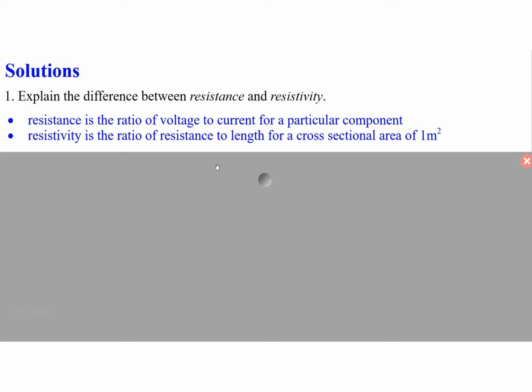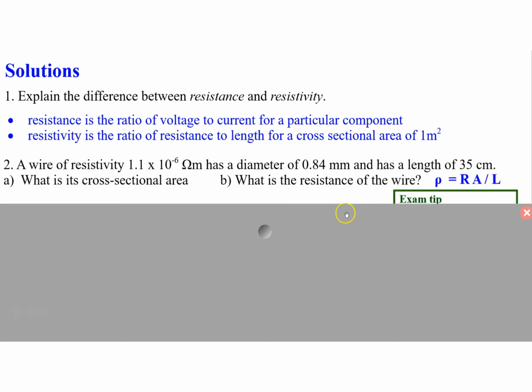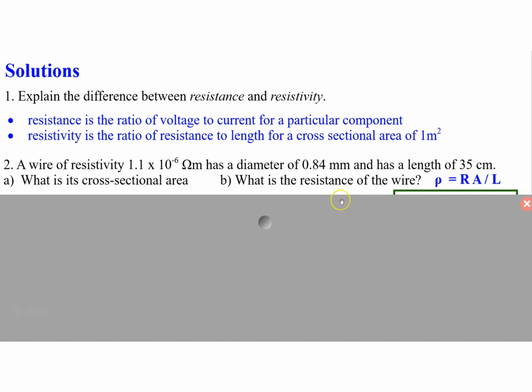Just give the definition. So we've defined resistance as the ratio of V to I, and we've defined resistivity as the resistance per unit length, or ratio of resistance to length, for unit cross-sectional area. So that's the best way to avoid getting in a muddle.